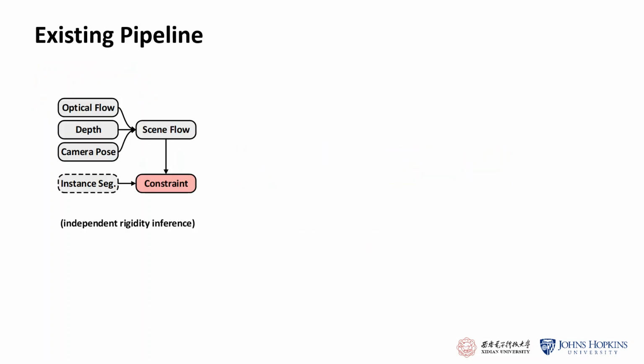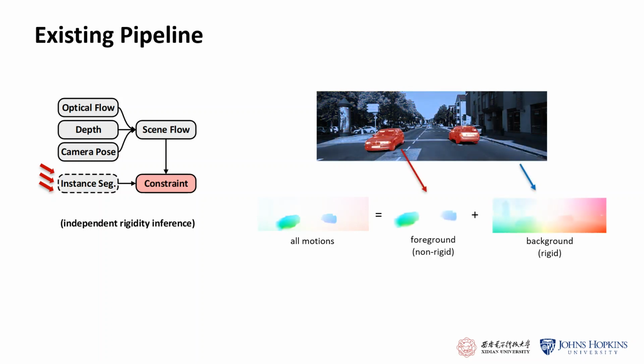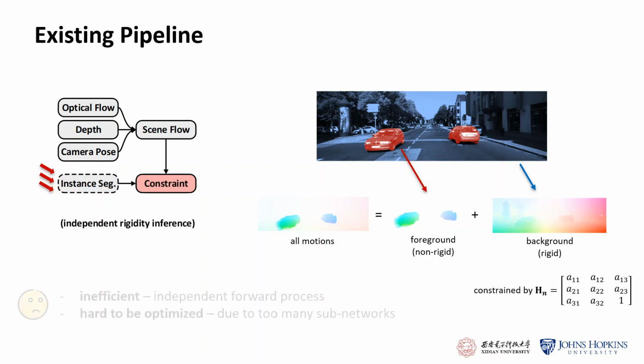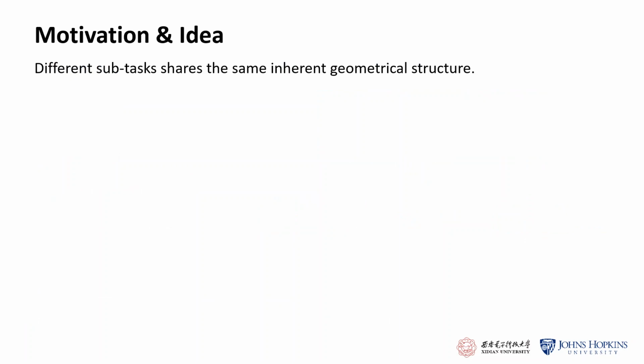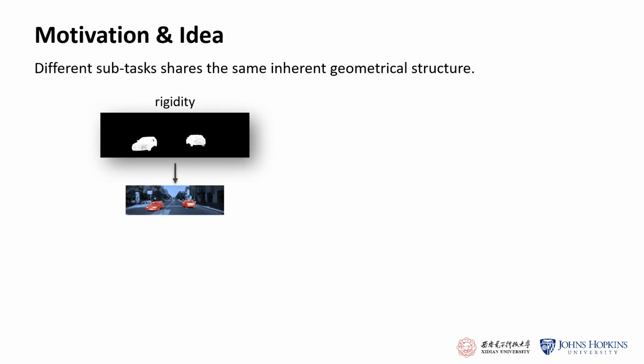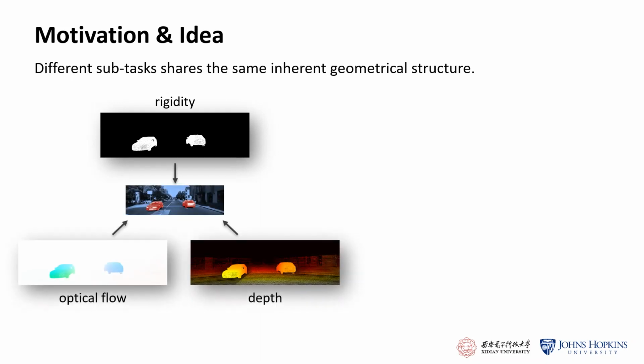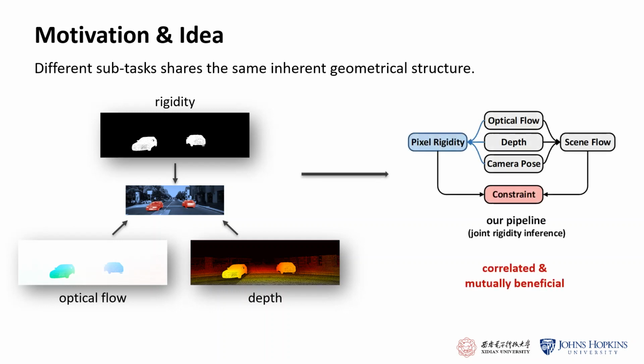In existing scene flow methods, an auxiliary instance segmentation network is adopted to separate an image into static and moving areas, so that the equal motion of background can be restricted. However, this independent structure will make the critical rigidity inference inefficient and hard to be optimized. Different from them, we are motivated by the observation that the rigidity of the scene shares the same inherent geometrical structure with optic flow and depth. Hence, they are highly correlated and can be mutually beneficial.